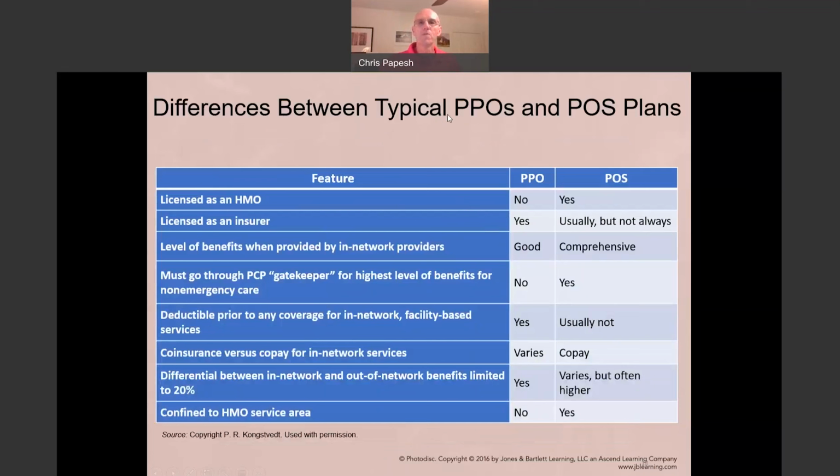There's a difference between the point of service plan and a PPO. And here's some differences between them. Some are licensed as an HMO and licensed as an insurer and so on. So there are differences between these plans.